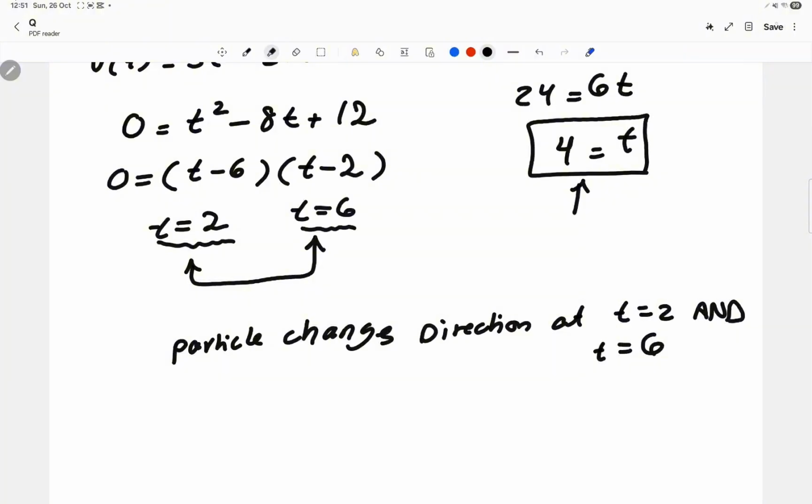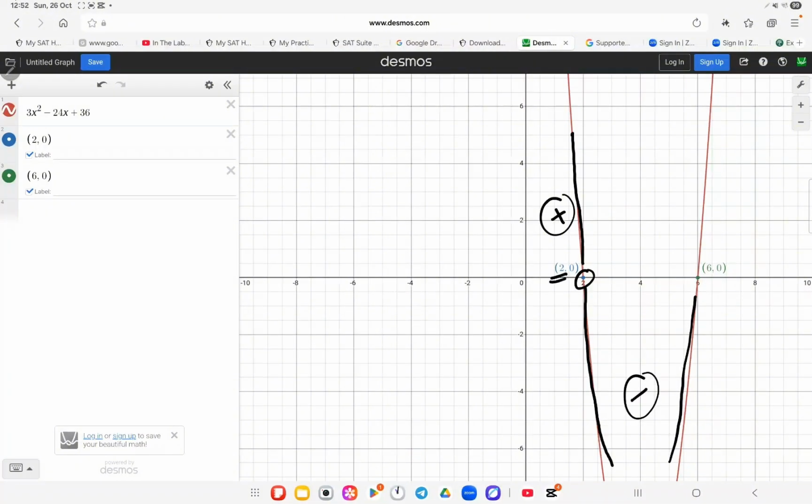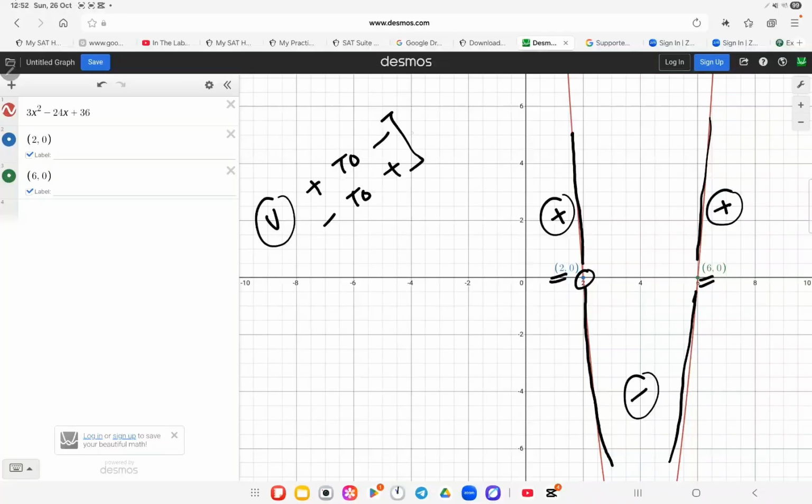So let me show you on the graph. On the graph, the velocity was positive here because it was above the x-axis, and then it becomes negative here. Okay, so it changed from positive to negative at the time of 2, and then it changed from negative back to positive at the time of 6. So the velocity goes from positive to negative or negative to positive. This is considered to be a direction change, essentially.